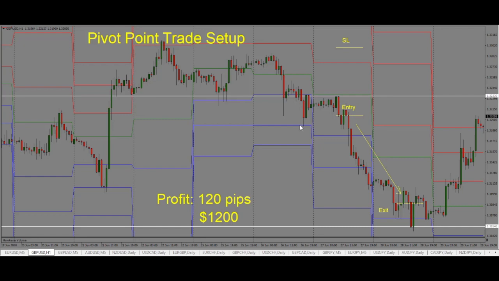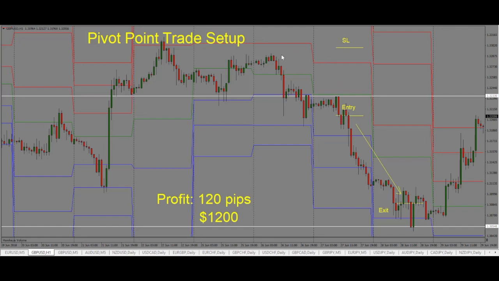So just to recap, a pivot point trade setup is when we get a reversal signal at one of the pivot point levels. In this case, we have this bearish engulfing candle close right below our daily pivot. So now we're looking for price to move lower. So we take a trade short. Our entry is at the close of the candle here.